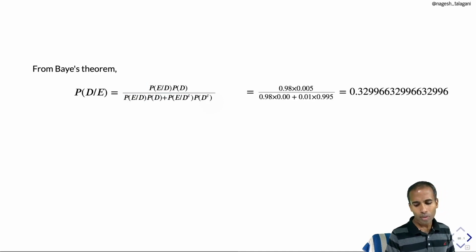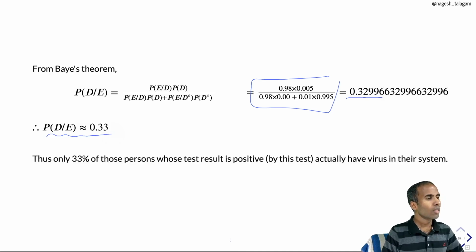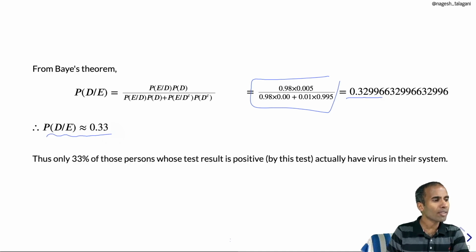Okay, so this whole thing gets simplified to 0.32996 something. Okay, that is, the probability of D given E is approximately 0.33. Thus, only 33% of those persons whose test result is positive by this test actually have the virus in their system.